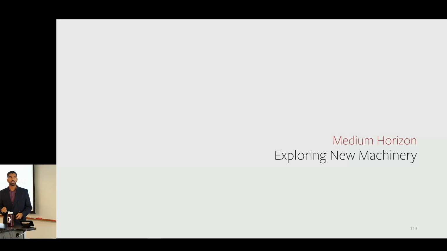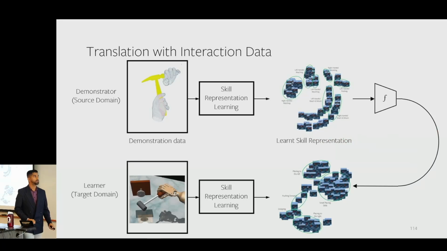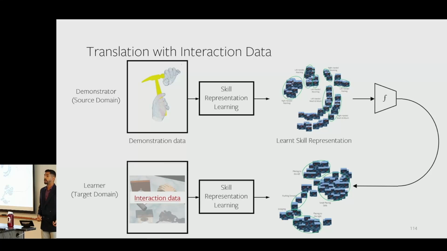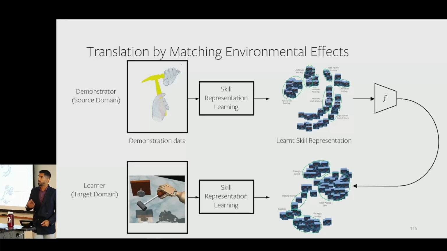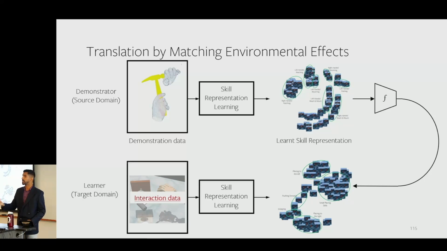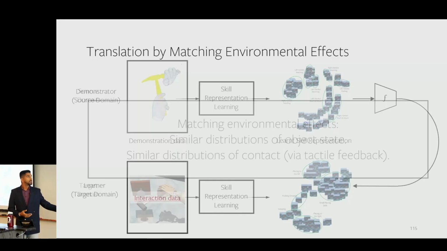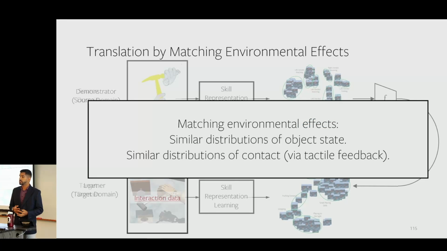But I think there's some new machinery that we would need to introduce to solve some of these problems. In particular, I think I need to move away from this idea of using demonstrations in the target domain towards using interaction data instead. This would enable us to transfer to domains where you don't have demonstration data, such as dexterous hands and so forth, and where it's just more expensive to collect that demonstration data. I think we can go about this by things like matching environmental effects, because matching environmental effects is a signal that you still have access to even when you're dealing with interaction data. And I also think we can do this by things like matching distributions of object state or distributions of contact if you have access to tactile feedback.